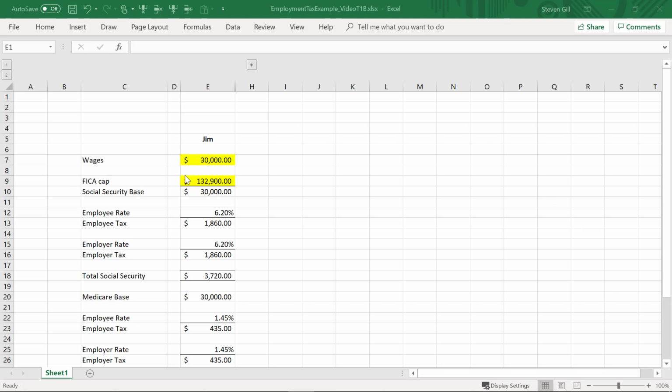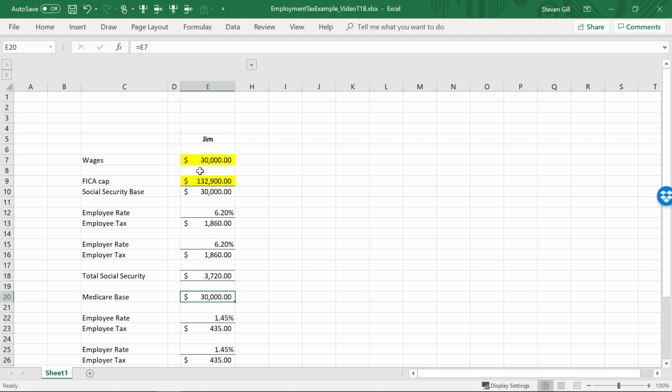Let's start with Jim. Jim makes $30,000. The FICA cap that I've put in is the 2019 FICA cap. That amount is $132,900. So his Social Security base is his wages up to the FICA cap. His wages are clearly less than the FICA cap. So we're going to subject his wages of $30,000 to the employee rate of 6.2% and the employer rate of 6.2% for a total Social Security tax of $3,720.